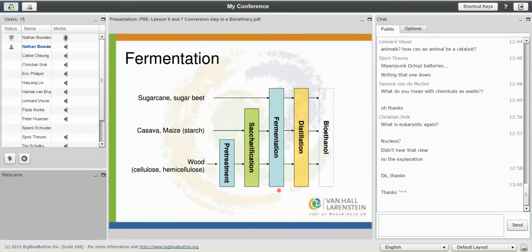Sugar beet already is very sugary. So now you can ferment to make ethanol, for example. And through distillation, you have bioethanol, right? The only difference between bioethanol and ethanol is that bioethanol is made through fermentation from a factory. Other than that, it's exactly the same as normal ethanol, which you can get from other sources.